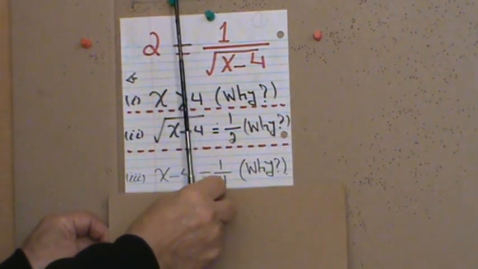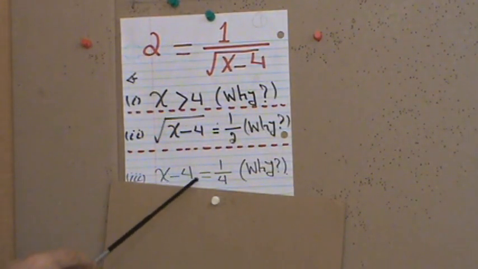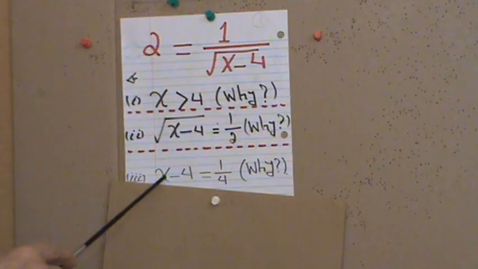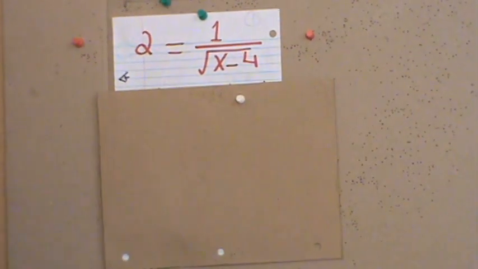So square both sides, all right? You get x minus 4 equals 1/4, and then you solve it for x. Do you follow me? Okay, now let me go to the next.